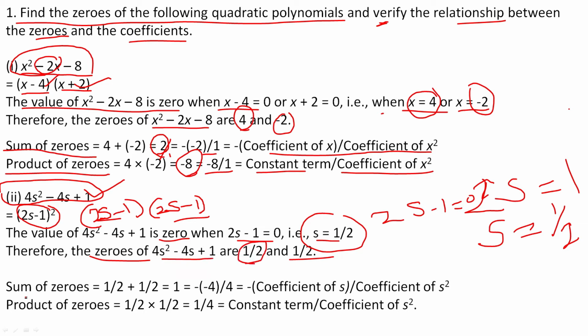So now the sum of zeros, 1 by 2 plus 1 by 2, is equal to 1, which is minus coefficient of x by coefficient of x square. Then the product of zeros, half multiplied by half, is equal to 1 by 4, which is equal to constant term by coefficient of x square.